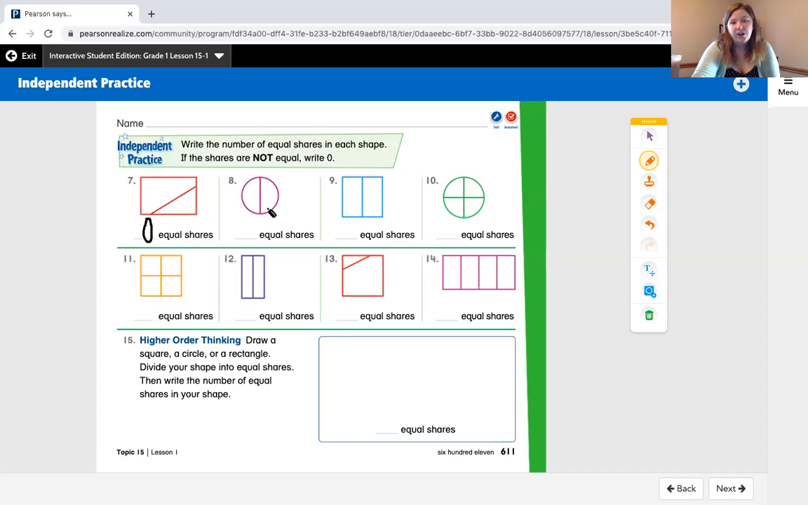How many shares are there? 1, 2. Are the shares equally divided? Yes. So we will write that there are 2 shares. Number 9. How many shares are there? There are 2 shares.